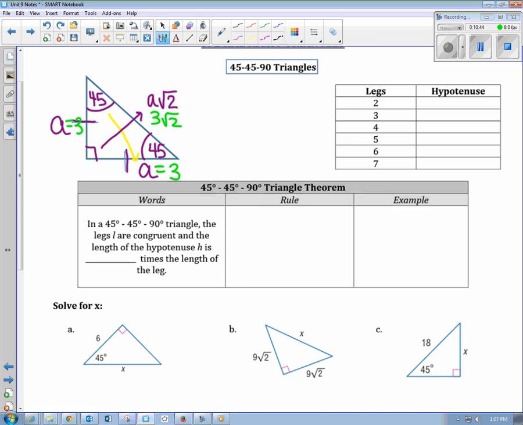So if we take a look at what's going on over here in this table, these are the lengths of the legs. This is the length of the hypotenuse. So if we know that the legs are both 2, the hypotenuse is 2 radical 2. If the legs are 3, it's 3 radical 2. If the legs are 4, 4 radical 2, and so on.